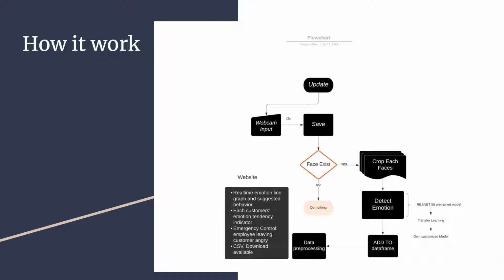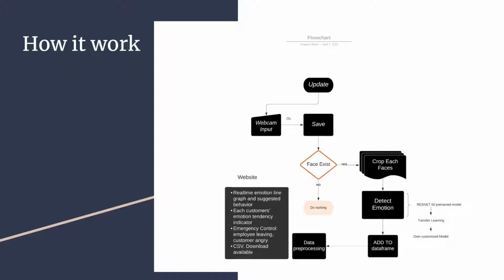So how does it work? We will update the whole function every 2 seconds. So we will save the webcam input every 2 seconds and check whether there's a face. If there is, we'll crop each face and detect their emotions by using our own models. And we'll add them to a data frame and do some data pre-processing.